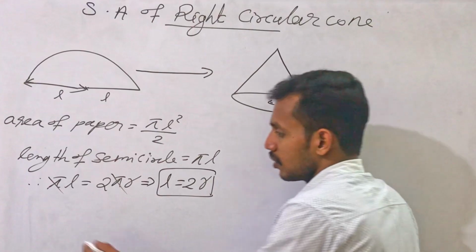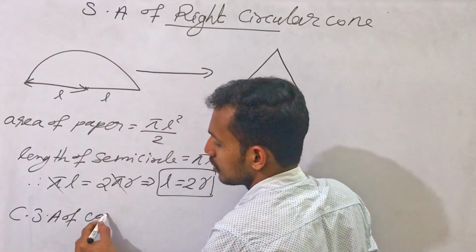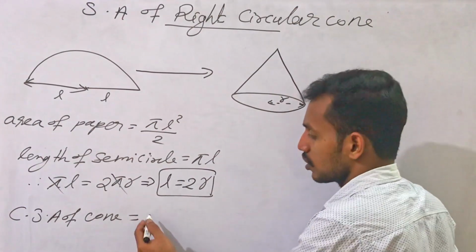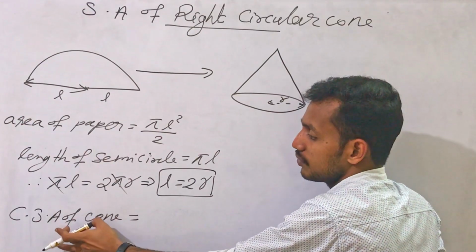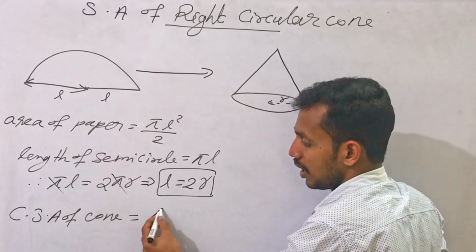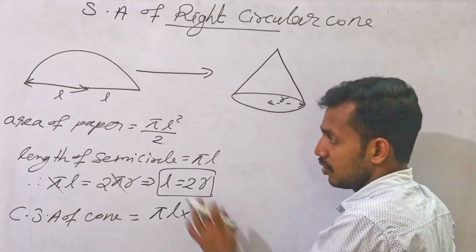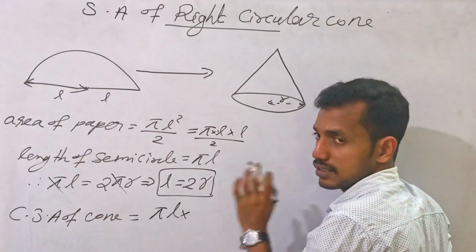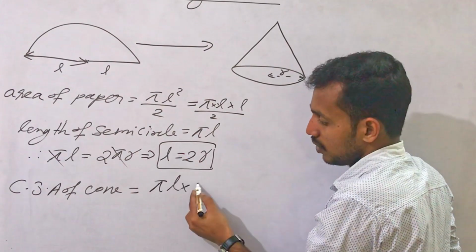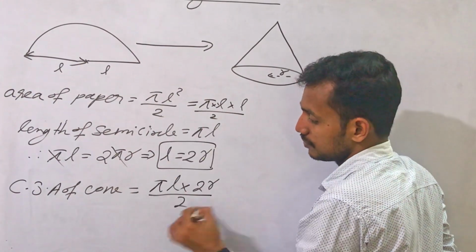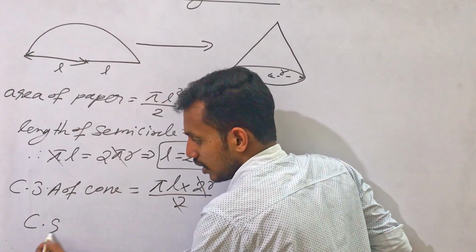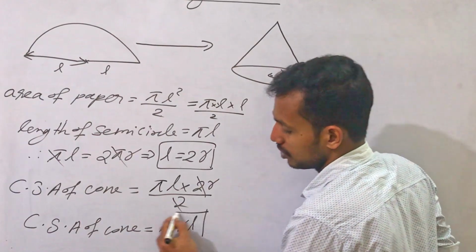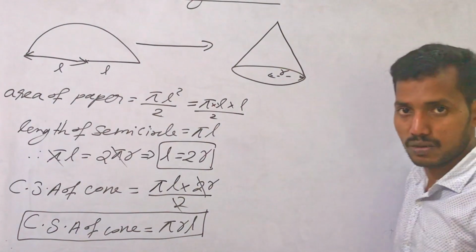Now, the curved surface area of the circular cone, we are considering a circular cone because its base is in the form of a circle, should be equal to the area of the paper. So we can consider pi L into L, divided by 2. One L we keep the same, and for the other L we put the value L equal to 2r, divided by 2. This 2 cancelled. Then what you will get? The curved surface area of a right circular cone is equal to pi r L. This is the formula to find the curved surface area of the right circular cone.